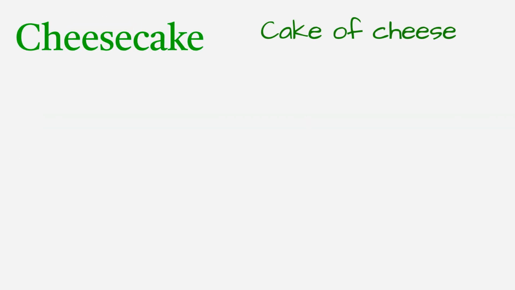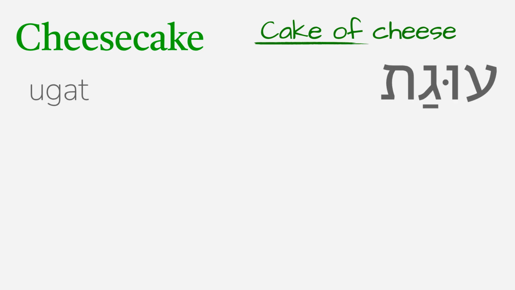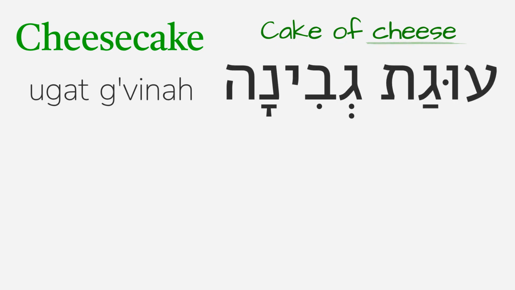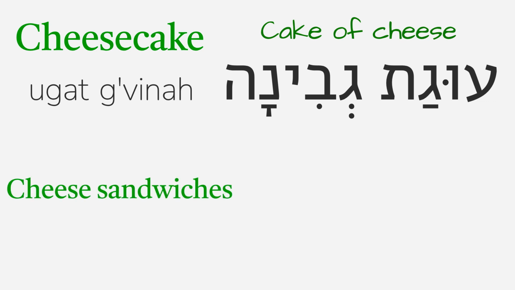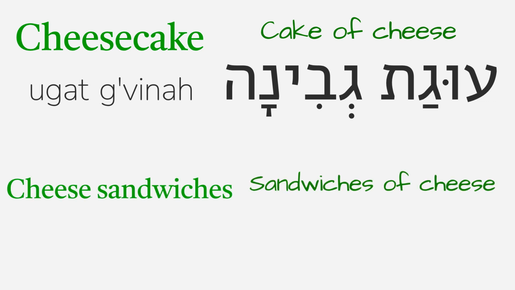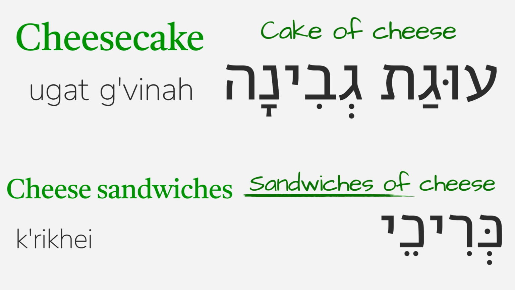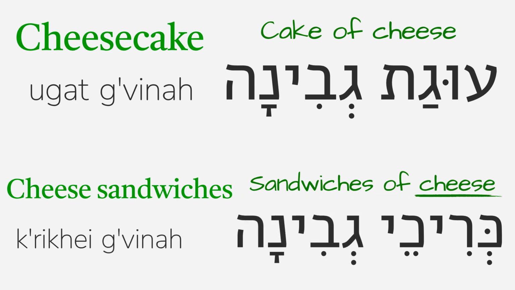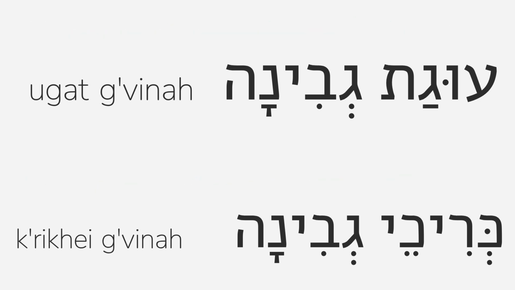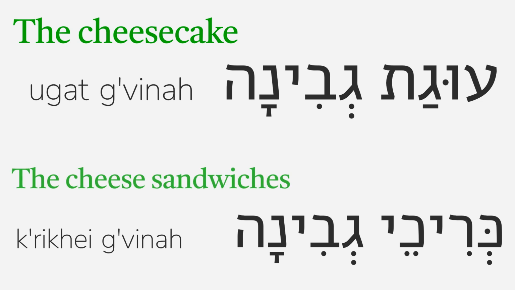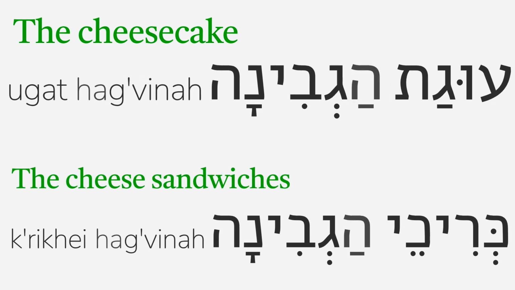The way to say cheesecake in Hebrew is cake of cheese. Cake of is ugat, and cheese is gvina. Ugat gvina, cake of cheese, cheesecake. Cheese sandwiches works the same way. Sandwiches of cheese. Kariche gvina, cheese sandwiches. To say the cheesecake or the cheese sandwiches, we add a ha, meaning the, on the last word of these construct phrases.